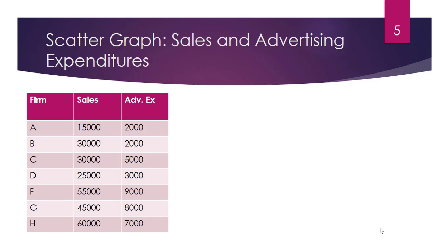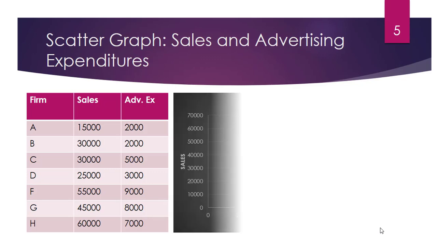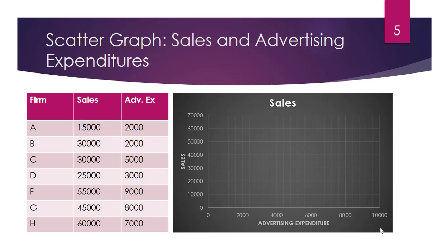It is a scatter graph. Let's begin with a simple X and Y graph. Advertising expenditures is on the x-axis, or the horizontal axis, and 0 is at the intersection point and increases as we move towards the right. Sales is on the y-axis, or the vertical axis, and 0 is at the intersection point and increases in value as we move up. The first firm in our dataset has $2,000 of advertising expenditure and $15,000 of sales.